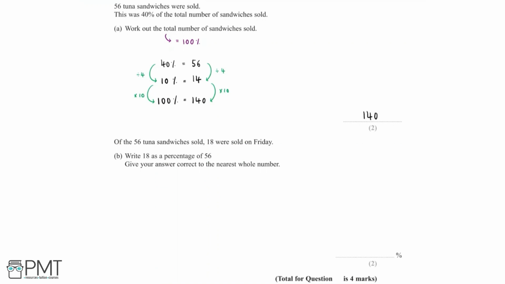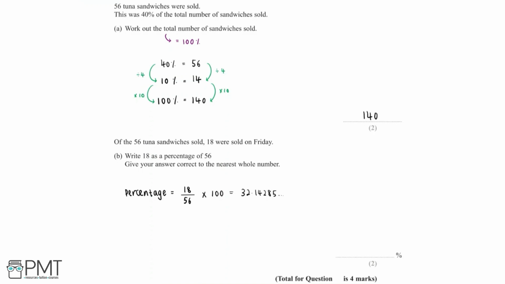We're then told that of the 56 tuna sandwiches sold, 18 were sold on a Friday, and in part B, we need to write 18 as a percentage of 56, giving our answer correct to the nearest whole number. Well, we're talking about 18 out of a total of 56, and so we therefore have a fraction of 18 over 56. But now to write this as a percentage, we need to multiply this fraction by 100. And so we can say that the percentage is equal to 18 over 56, all multiplied by 100, which we can type into our calculator. And you'll see that this is equal to 32.14285... But we need to give our answer correct to the nearest whole number.